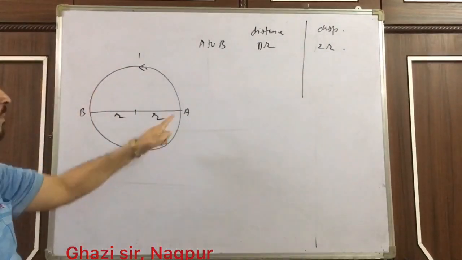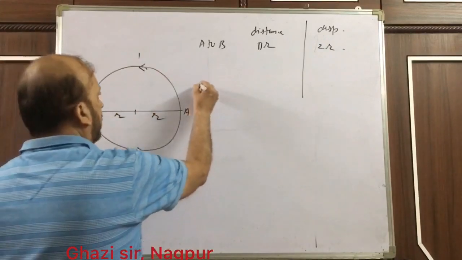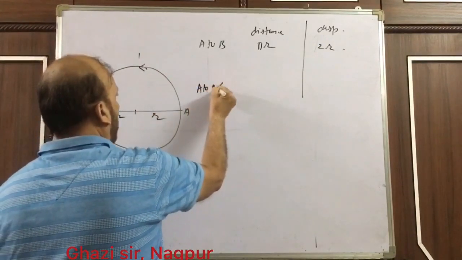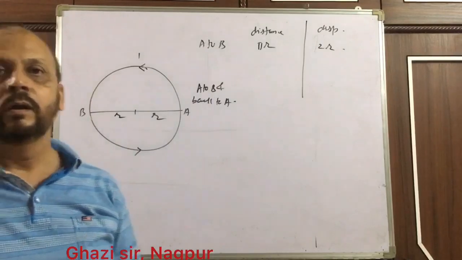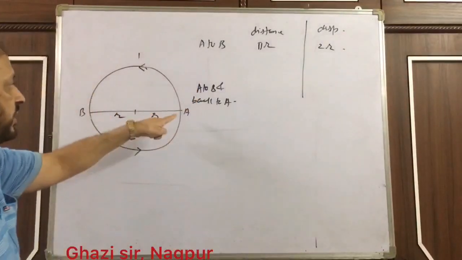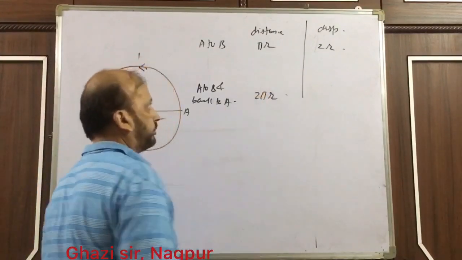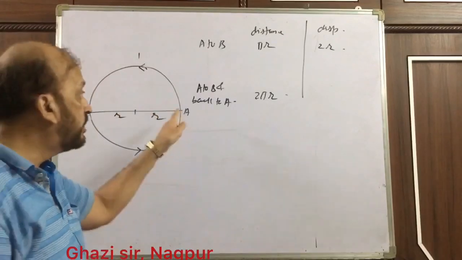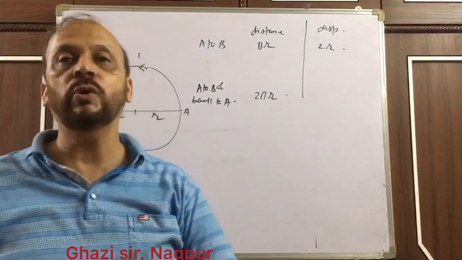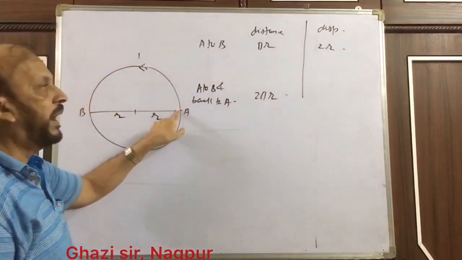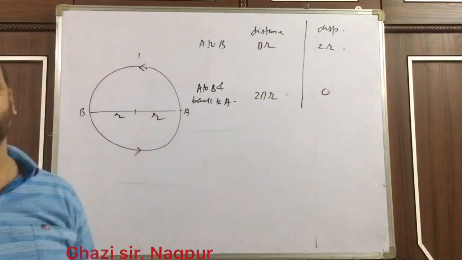Suppose a particle moves from A to B and back to A. It has completed a circular path. A to B and back to A. Now distance is equal to the circumference of the circle, that is 2 pi r. And displacement will be 0 as the object has returned to its original point. So A back to A, displacement is 0 here. So this is for circular motion.